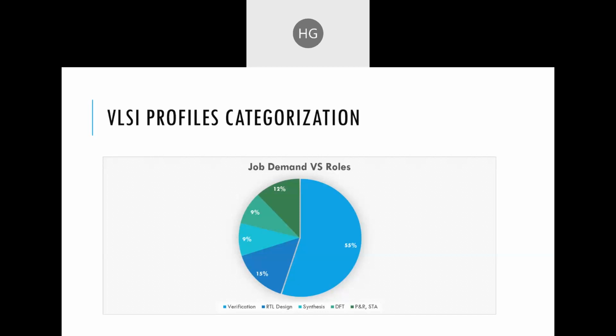Okay, so I was on this slide, right? Basically, I was just saying that there are so many roles in verification in the market. The jobs are pretty high as compared to other roles, maybe design or synthesis, or DFT or a backend role. The number of jobs is higher in verification. And this data is as per the Indian market.